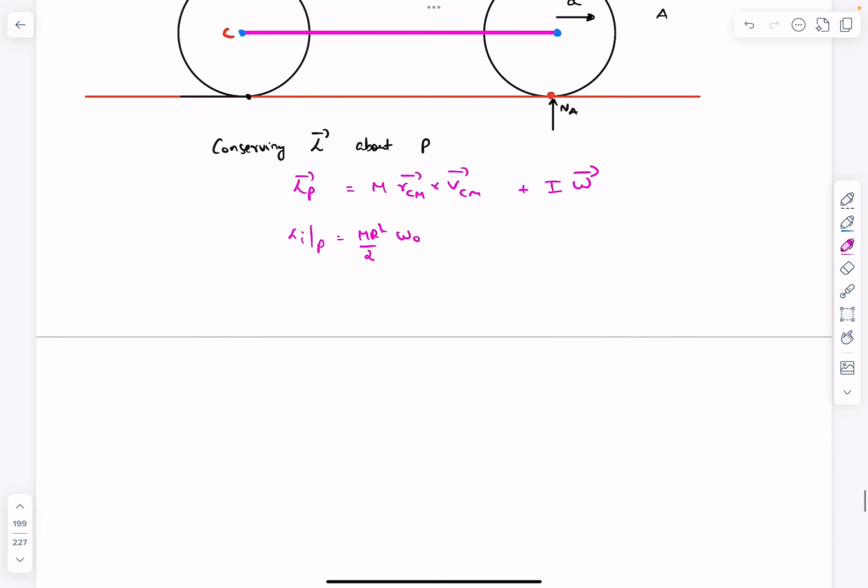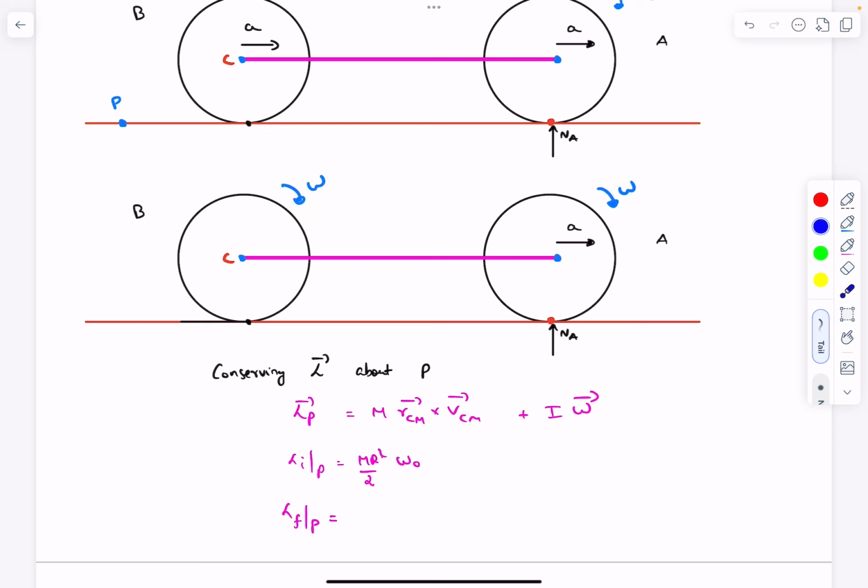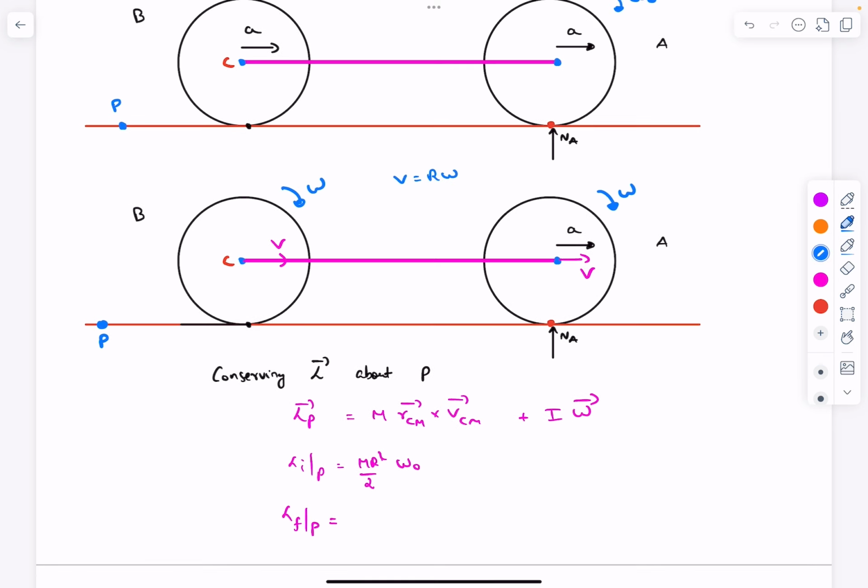Now let's talk about the final angular momentum. In the final situation, both the disks start rotating with angular velocity omega, and they also start translating with the velocity of center of mass v. Let's mark it as v. Here, v will be equal to r omega because it's the rolling condition. Now if you write the angular momentum about this point P, firstly let's write it for this disk. This is the RCM vector. If you do M RCM cross VCM, we'll just take the perpendicular component of RCM.